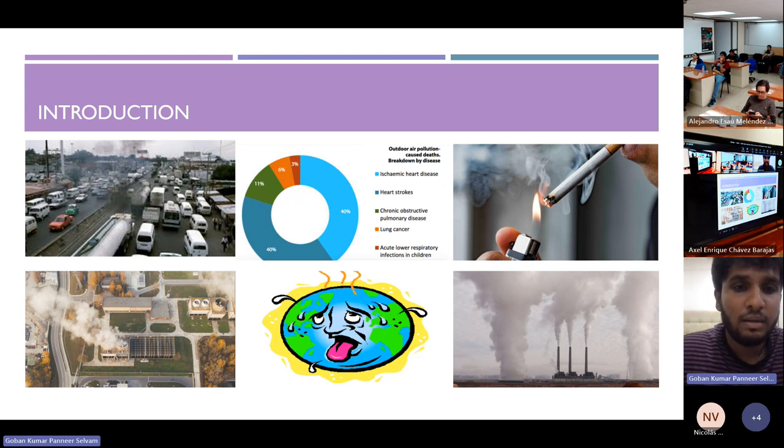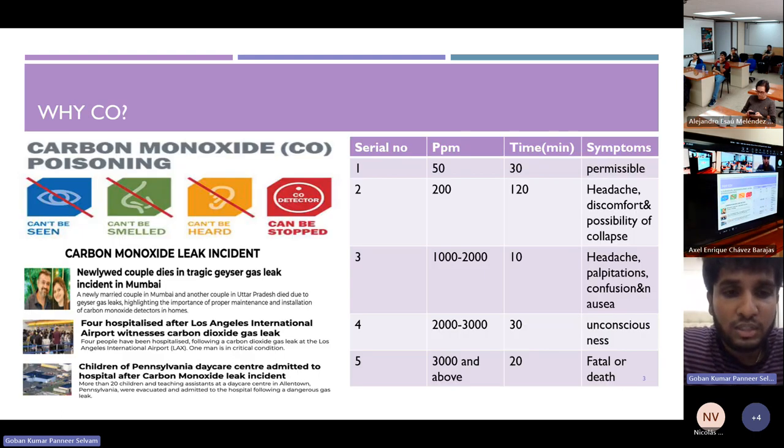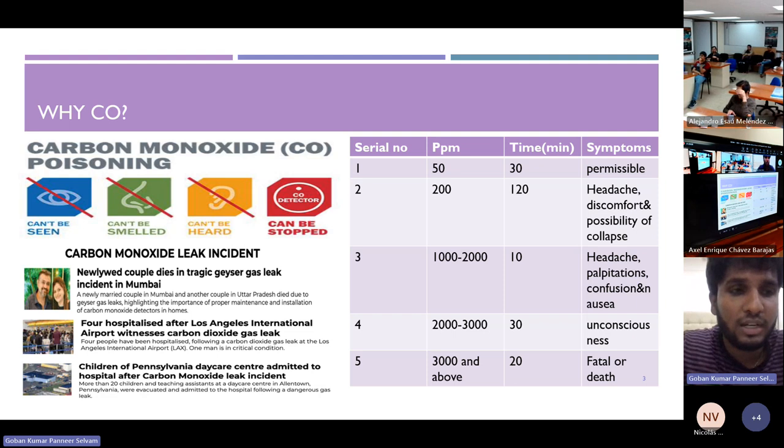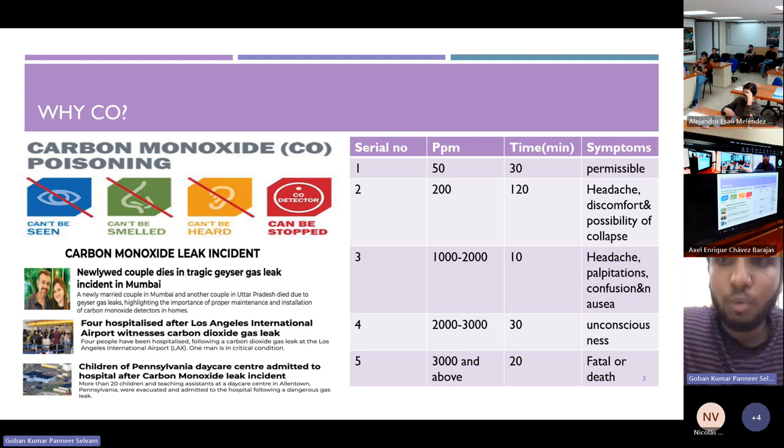the industrial areas. So why carbon monoxide? If you see, there are many gases in the world like propane and ammonia and other gases, but carbon monoxide is very dangerous. It can't be seen, it can't be smelled, it can't be heard, but it can be stopped by monitoring it using a gas sensor.